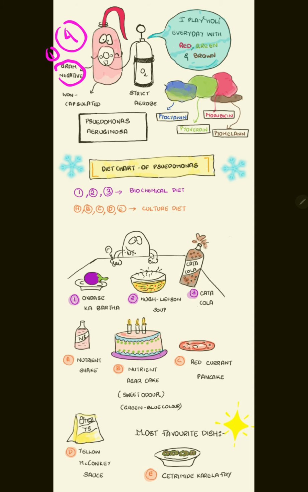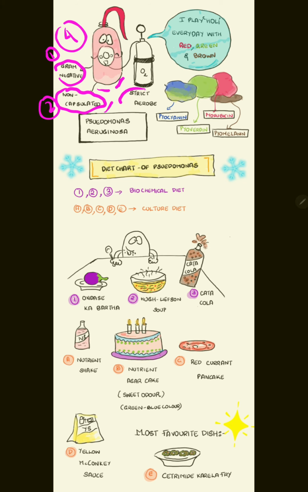First one being the fact that it's a gram-negative bacilli, which is suggested by the fact that the bacilli drawn here has got a pink shade, suggesting that it's a gram-negative, and the shape of course suggests it's a bacilli. The second point is that it's a non-encapsulated organism. So there's no covering to this bacilli, which suggests that it's a non-encapsulated organism.